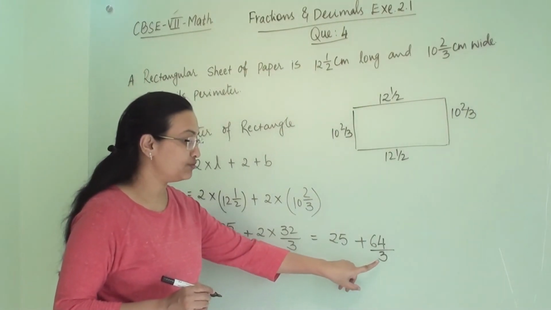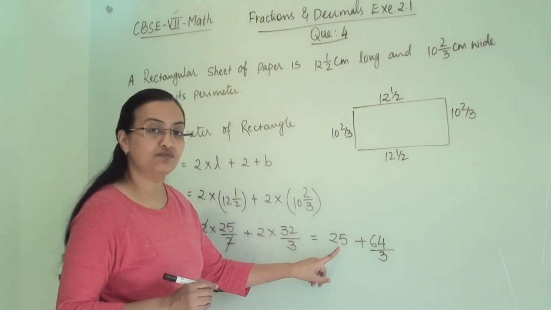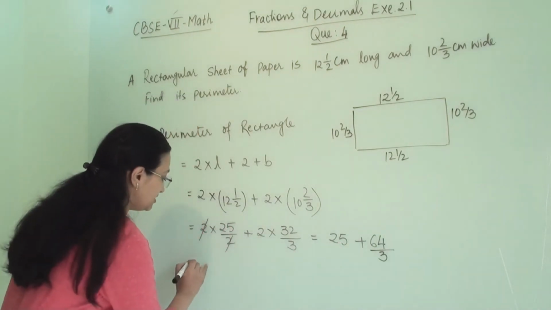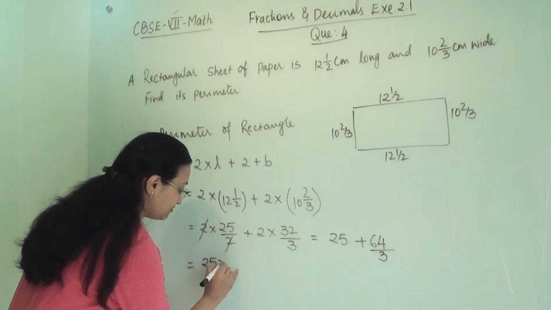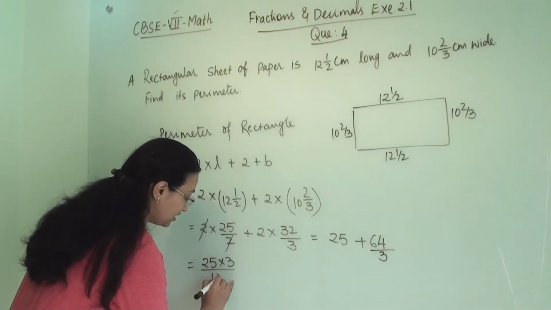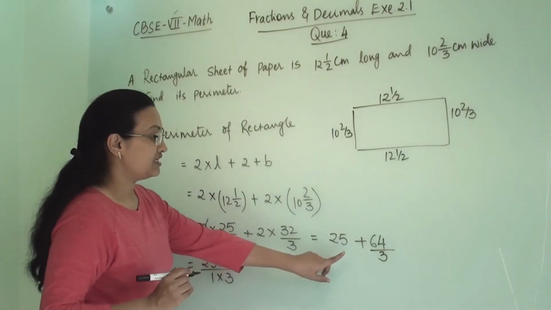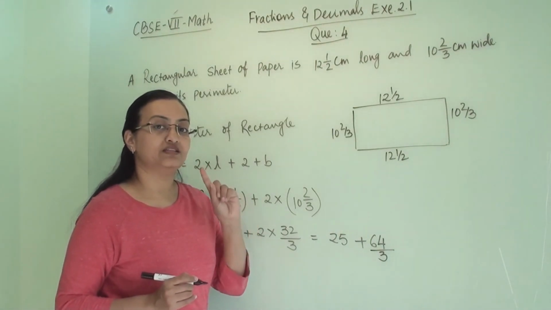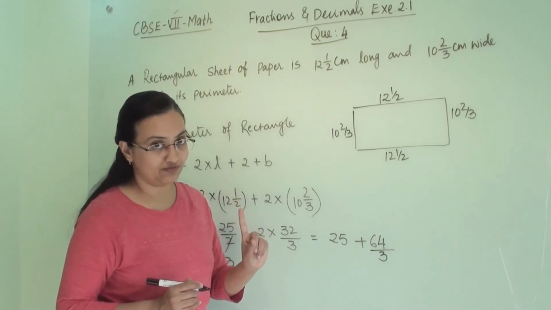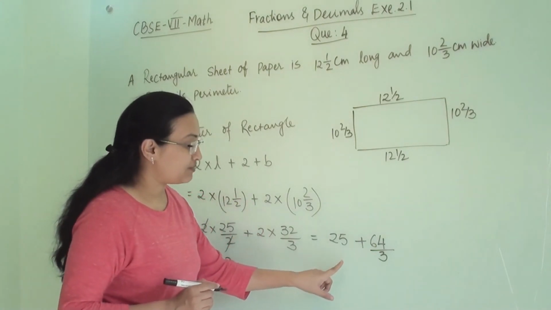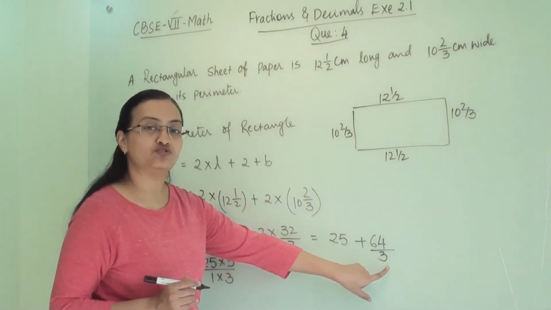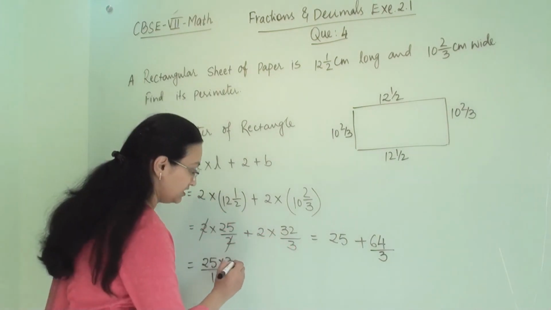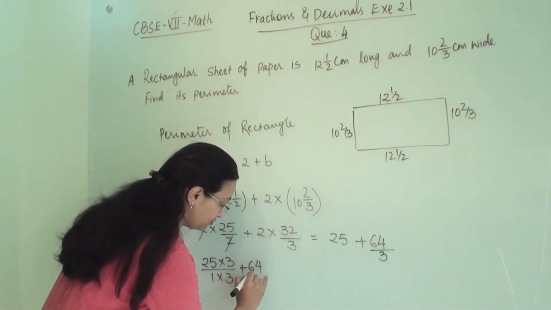So what we will do? We will multiply 3 with 25. So here we are going to write 25 into 3 divided by 1 into 3. Because there is no denominator for 25, we can imagine 1 as a denominator of 25, and then 25 by 1, the whole fraction we are going to multiply with 3. Now then plus 64 by 3.